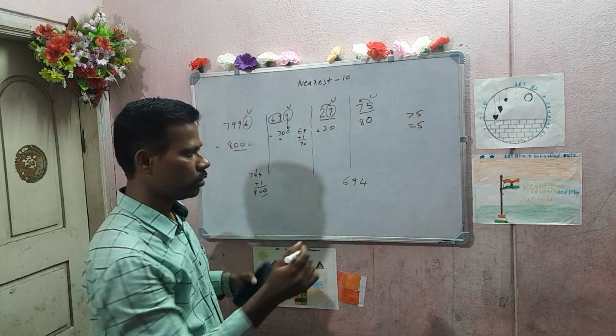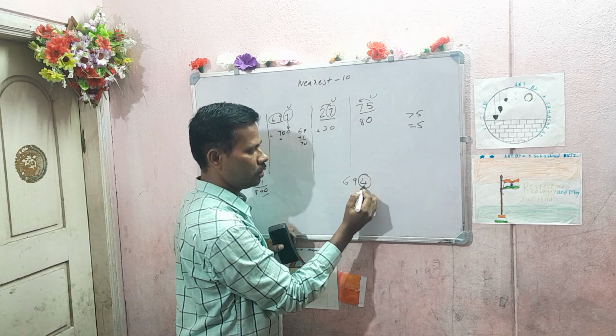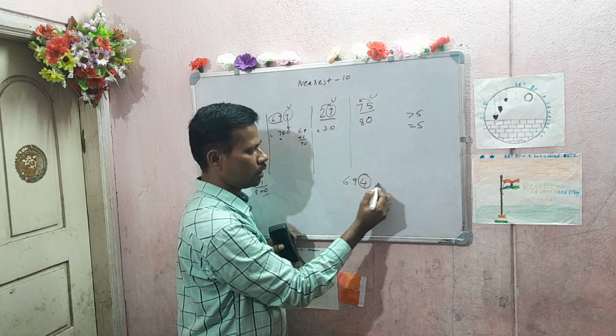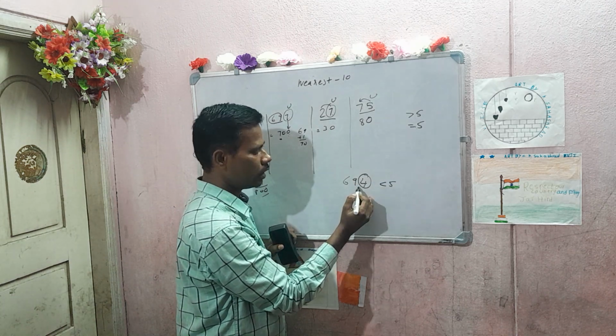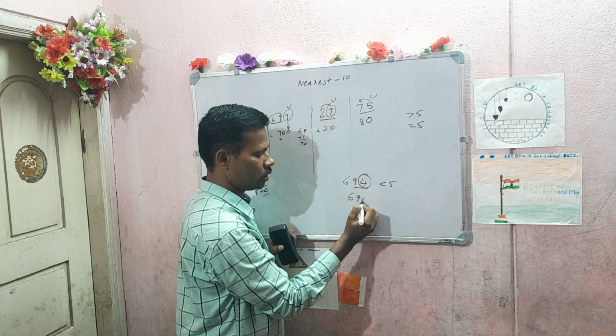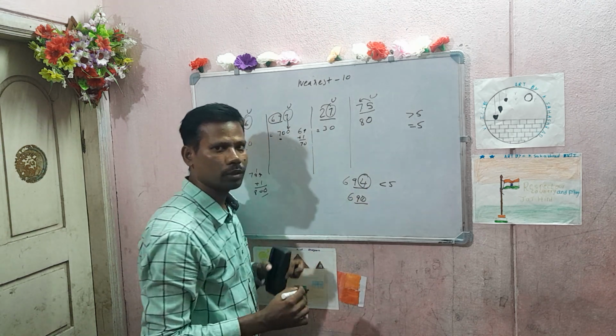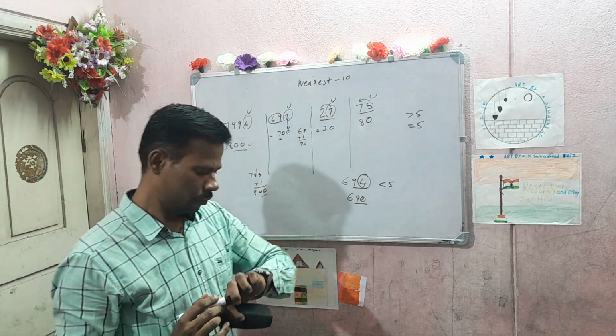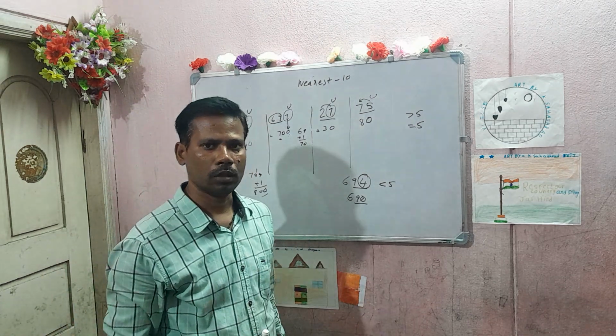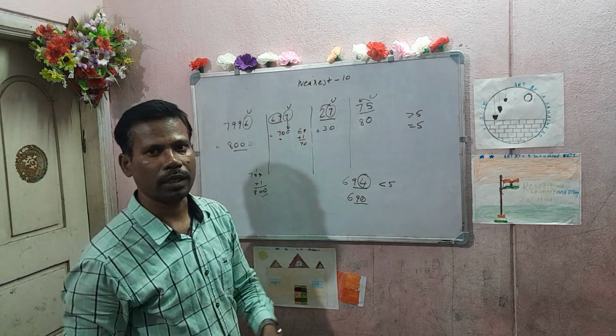Now come back to this. Is this digit less than 5 or greater than 5? Less than 5, so don't add anything. So that means 6. Since it is nearest 10, 690 is the solution. So this is rounding off to the nearest 10.